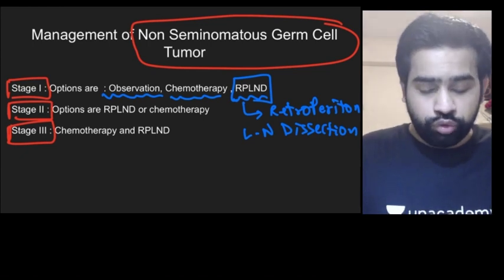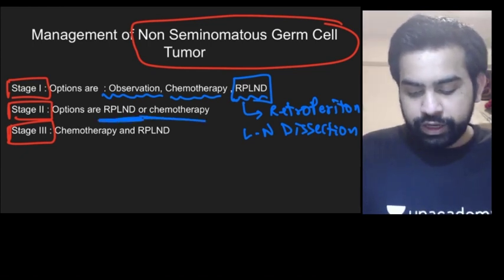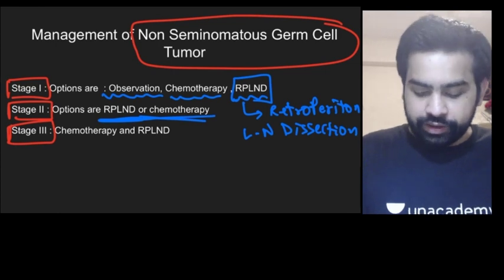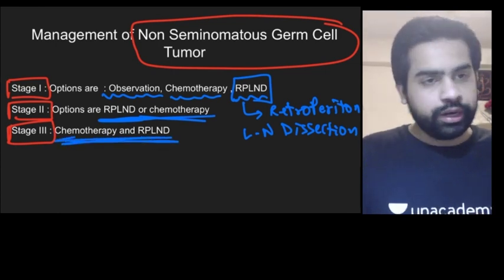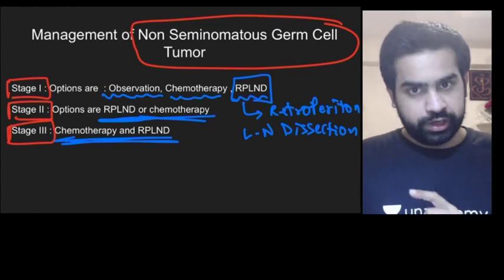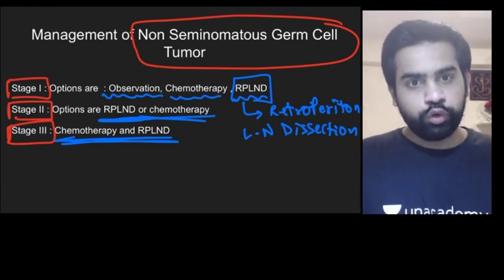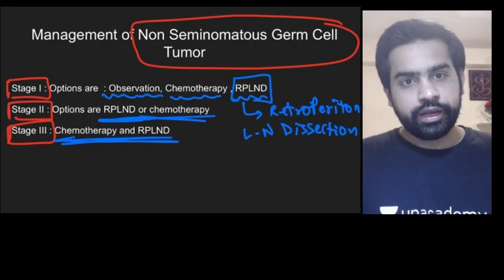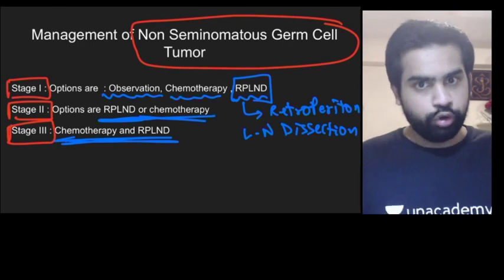What about stage 2? Again, you will have to go for an RPLND or a chemotherapy. And for stage 3 you will have to go for a chemotherapy and the RPLND. But please understand, there is no role of a radiotherapy in the non-seminomatous germ cell tumor. There is absolutely no role of a radiotherapy in the non-seminomatous germ cell tumor. I hope you get this particular point.